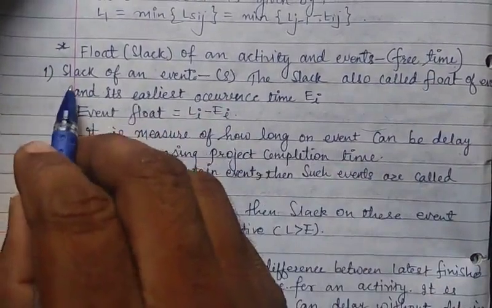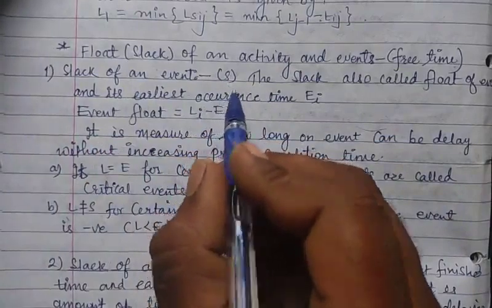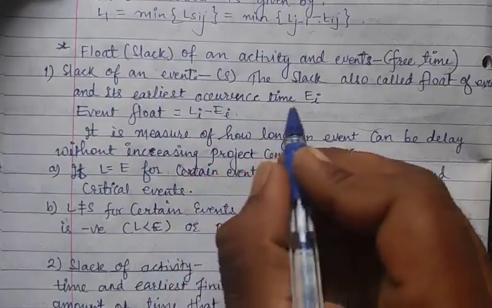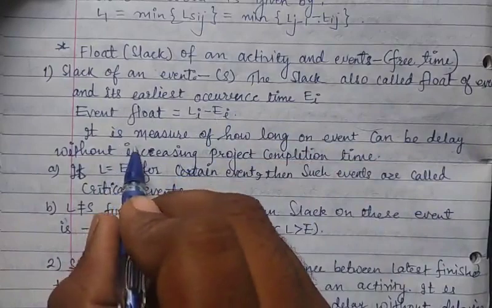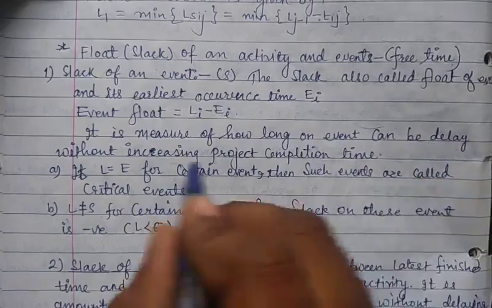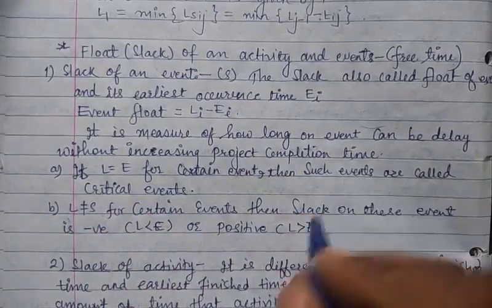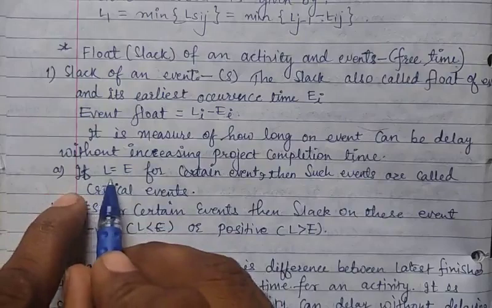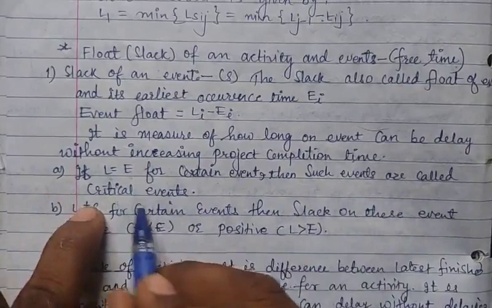So first is slack of an activity. Slack of an activity is denoted by letter S. The slack, also called float of events, and its earliest occurrence time is event float equal to Li minus Ei. It is a measure of how long an event can be delayed without increasing project completion time, called slack of an event. In this slack of an event, first, if L is equal to E for a certain event, then such an event is called a critical event.